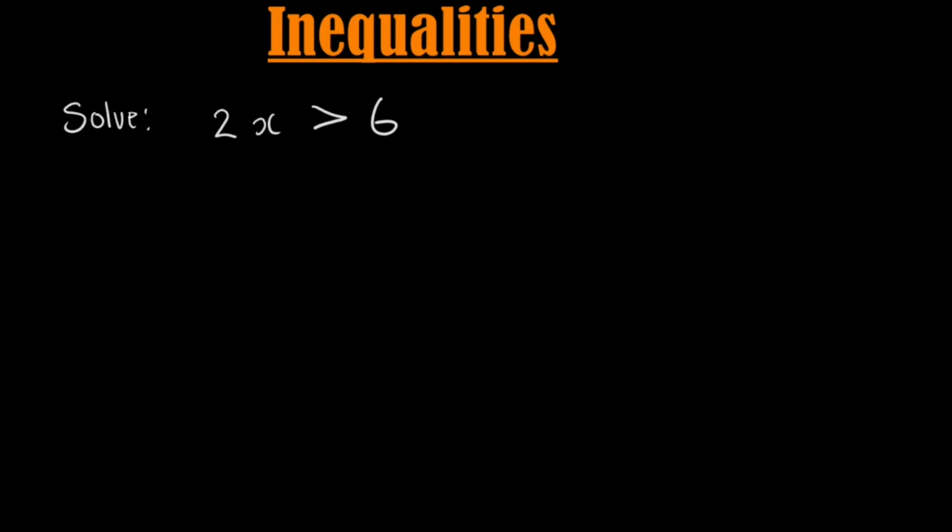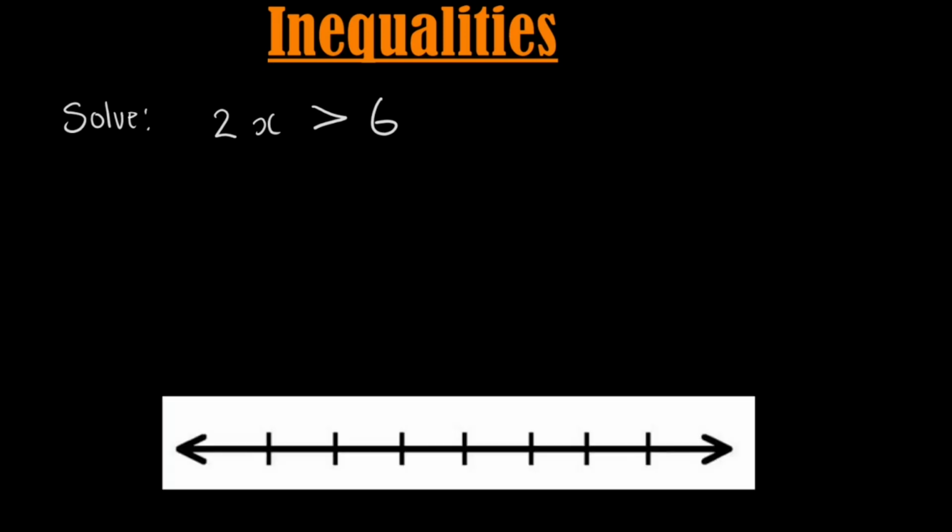Let's go ahead and solve some inequalities. So here we have 2x is greater than 6. So we want to simplify this and then graph it on our number line. Inequalities is something similar to equations. It's just that instead of an equal sign, we have one of these symbols here. But the same rules still apply. So whatever we do on one side, we have to do it on the other side.